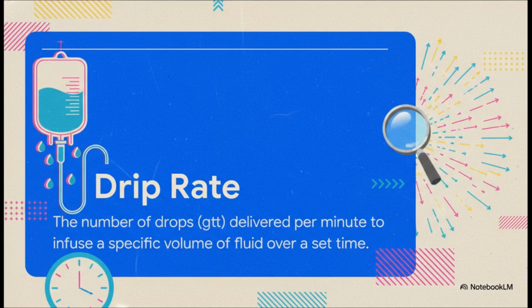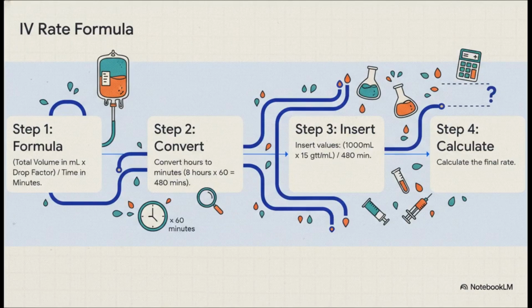First off, let's make sure we're on the same page. What even is an IV drip rate? Well, it's exactly what it sounds like. It's the number of drops, or GTT, that need to fall every single minute to get the right amount of fluid in over the time the doctor prescribed. And here is the formula that's going to get us there.